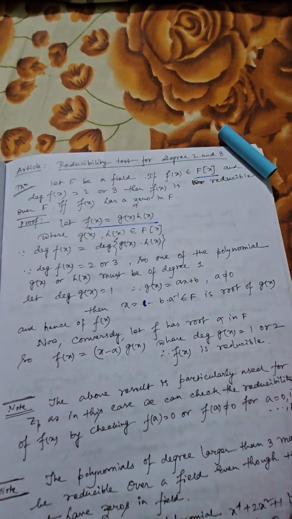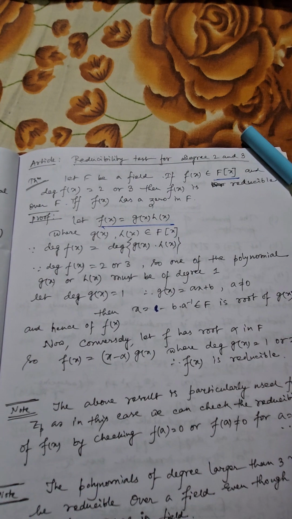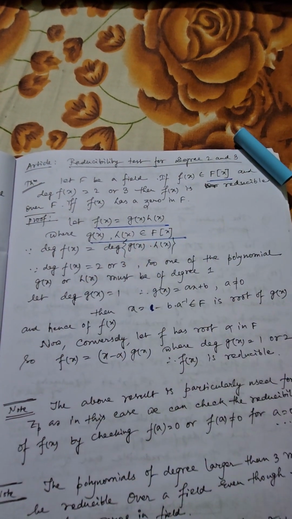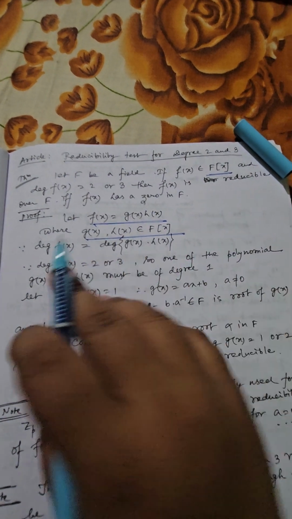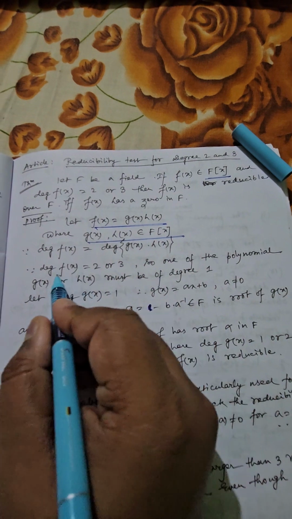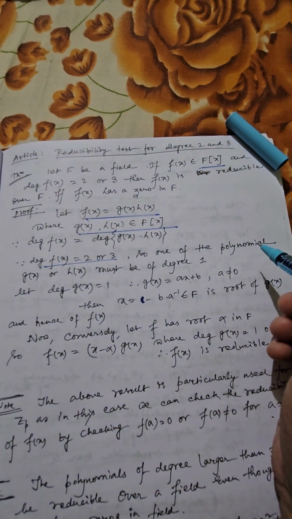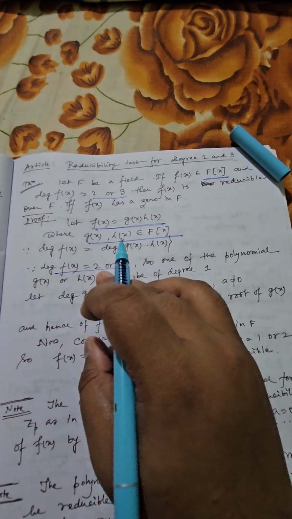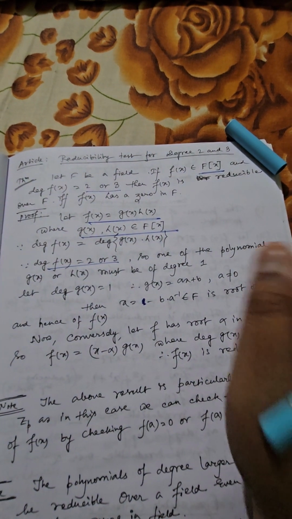So if possible, let us assume f(x) can be written in the form of g(x) into h(x), where g(x) and h(x) belong to F adjoint x. Now the degree of f(x) can be written as degree of g(x) plus degree of h(x). Now the degree of f(x), as per our condition, is either 2 or 3. So one of the polynomials, it may be g(x) or it can be h(x), must be of degree 1.